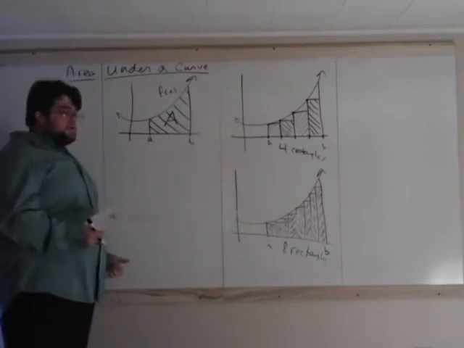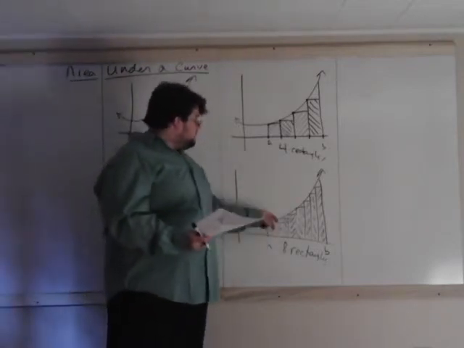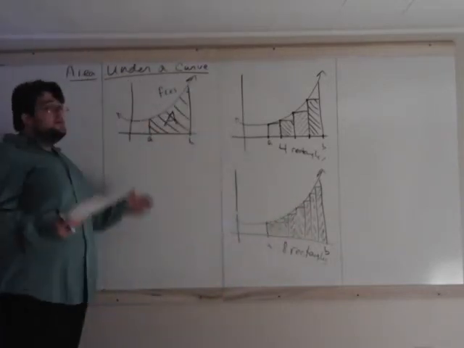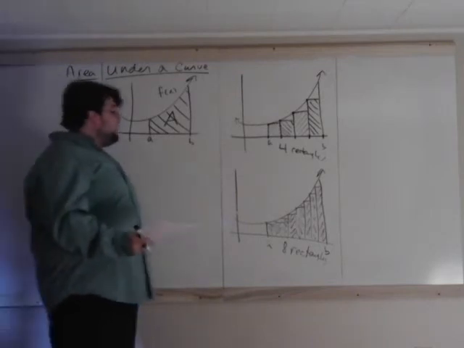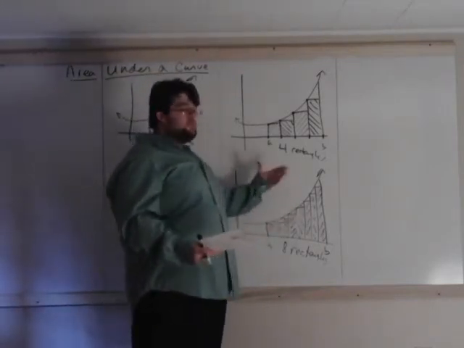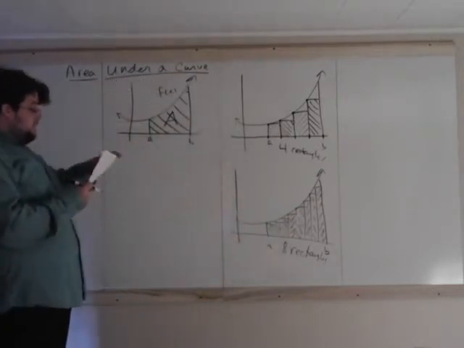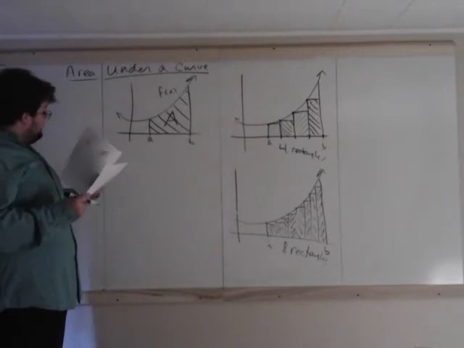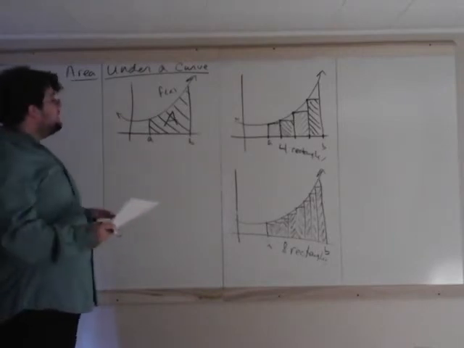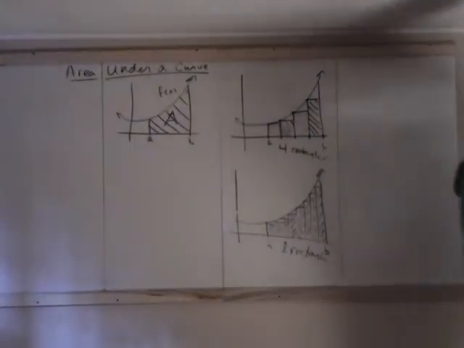And in fact, as you let the number of rectangles go to infinity, the difference between the rectangle approximation and the actual area goes to 0. In other words, as the number of rectangles goes to infinity, this approximation becomes exact. So let's do some of those computations, but let's formalize this a little bit more first.